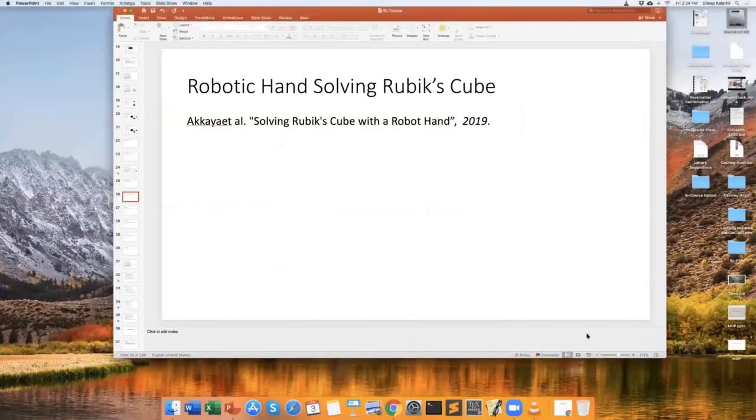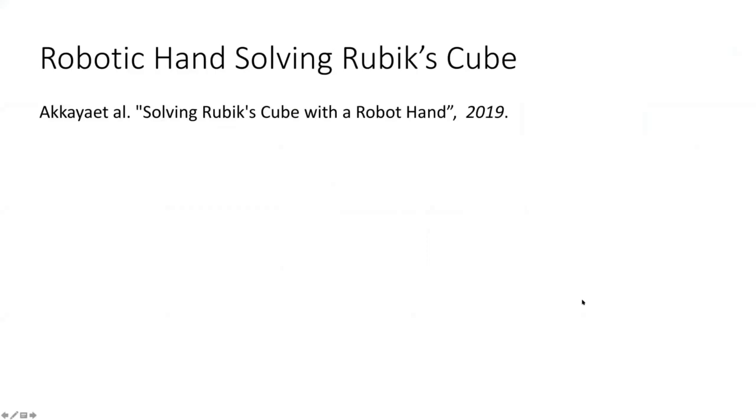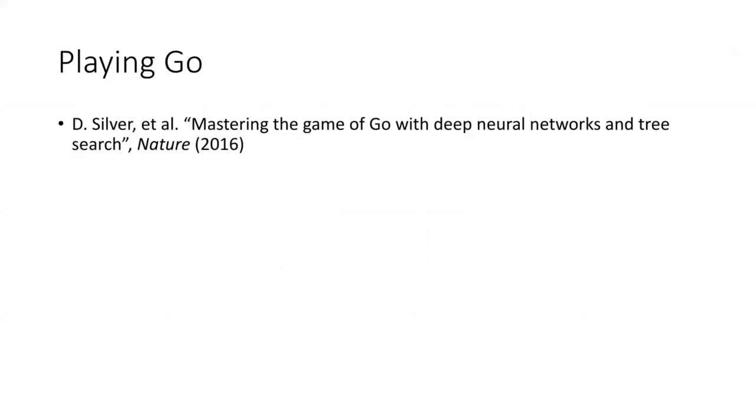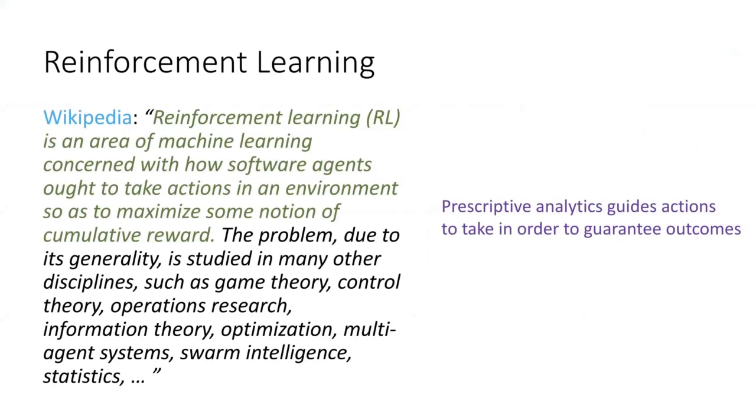So I can go on giving examples, but in the interest of time, I'll skip all these examples and then come back to our main point. That is, what is reinforcement learning? Reinforcement learning, you can think of it as a prescriptive analysis. It's not a descriptive analysis, and it's not a predictive analysis. It is a prescriptive analysis.